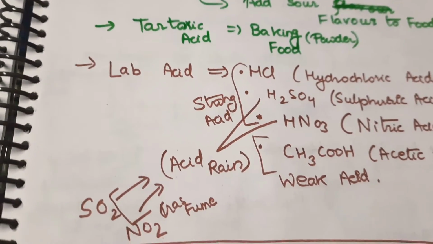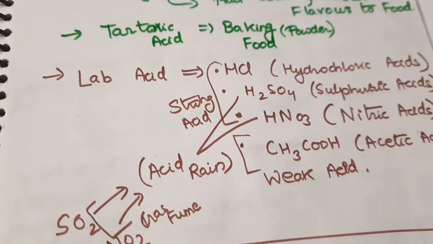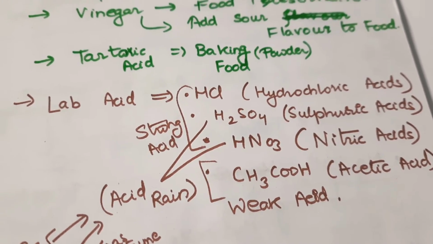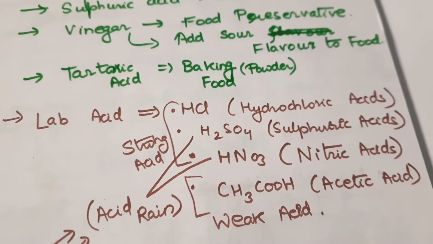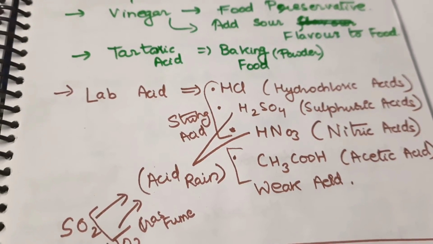And in the lab, acids which are strong in nature are HCl, H2SO4 and HNO3. HCl is hydrochloric acid. Learn all these acids. H2SO4 is sulfuric acid and HNO3 is nitric acid. Okay, learn it. Then acid rain.